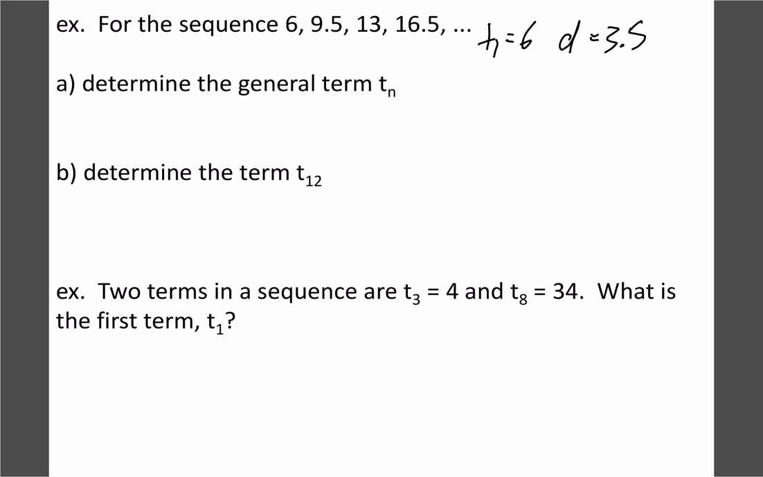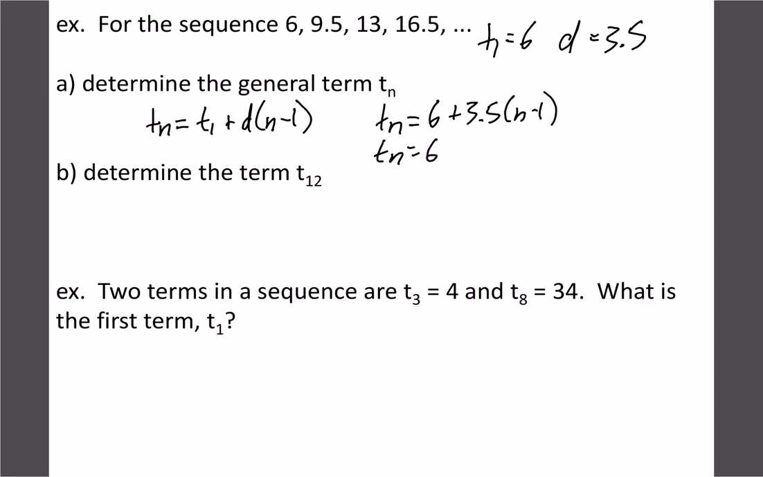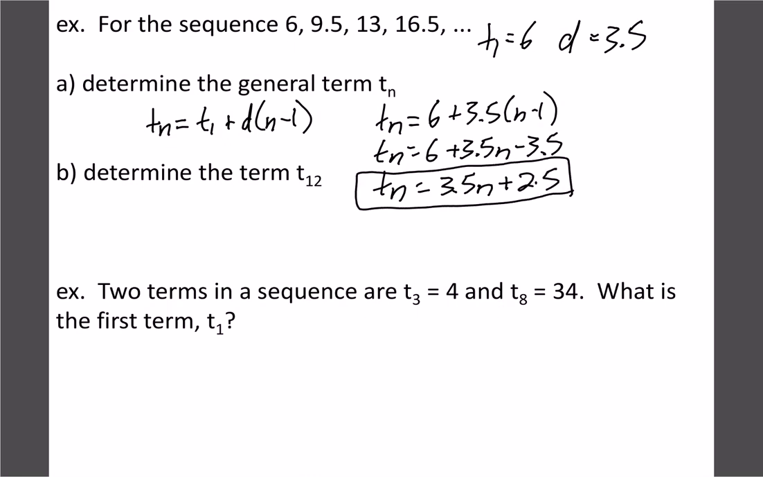So first part is general term. So our general term is just using the formula and filling in as much as we can. So let's put the d in first, so it'll look like that. So our T of n then is term 1, which is 6, plus our d, which is 3.5, times n minus 1. We can actually simplify that a little bit. We could get 6 plus 3.5n minus 3.5, and we could even simplify that a little bit more to make it 3.5n plus 2.5.